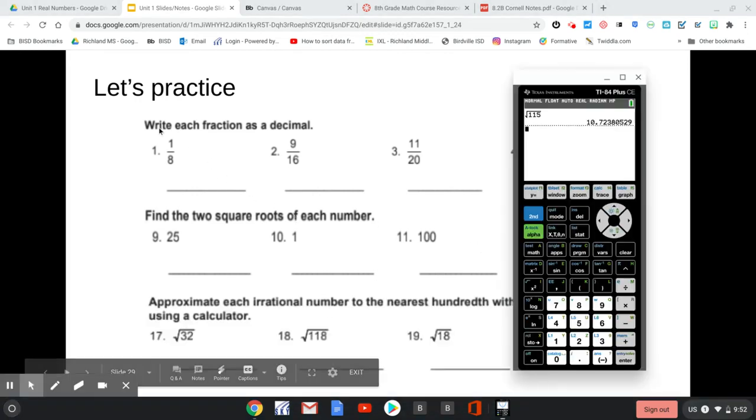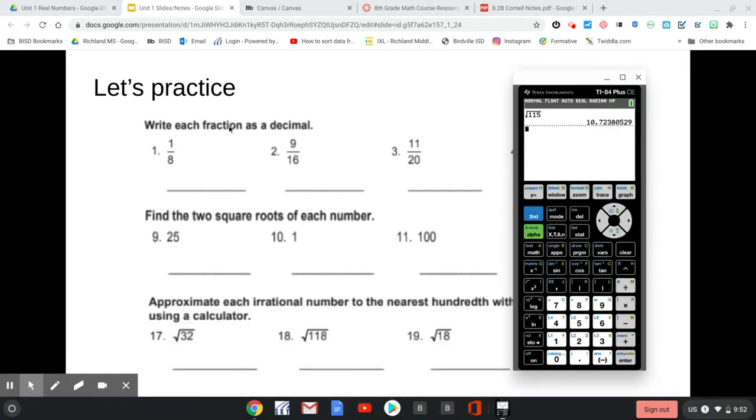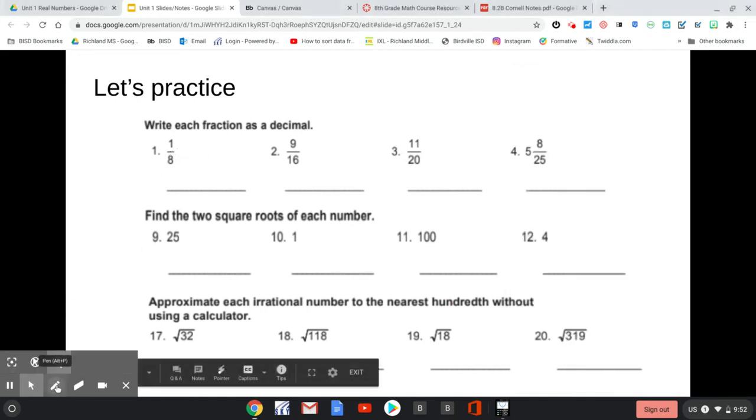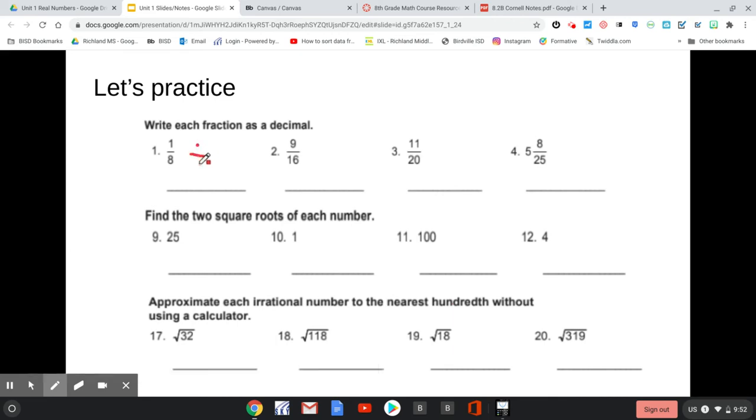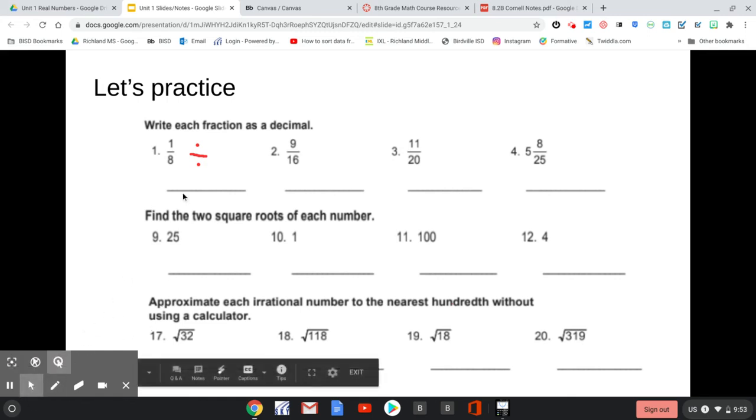Okay, here's our calculator. They want us to write each fraction as a decimal. Well, we know that fractions mean divide. And you can remember that because the division symbol looks just like a fraction, except this dot is a 1, this dot is an 8. So this is where your numbers go. We have our numerator and our denominator. So let's figure out what the number is going to be, because we're going to divide.